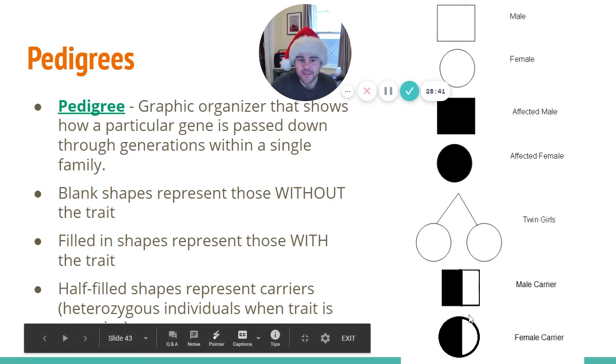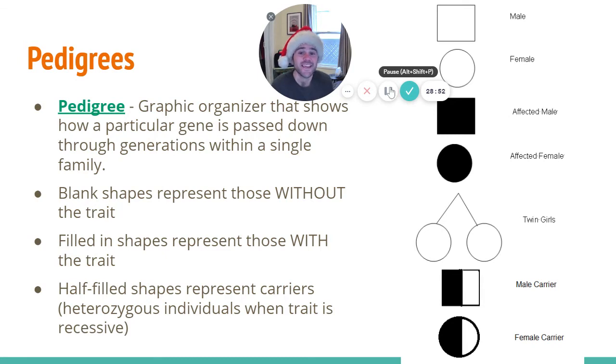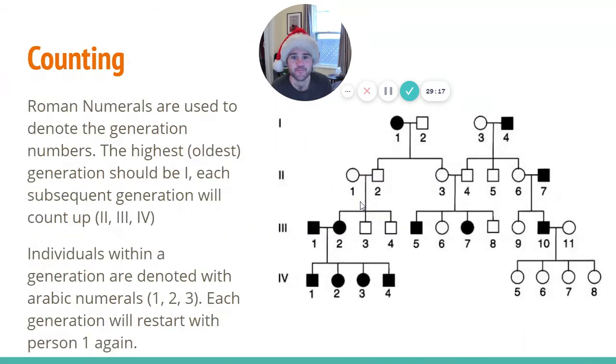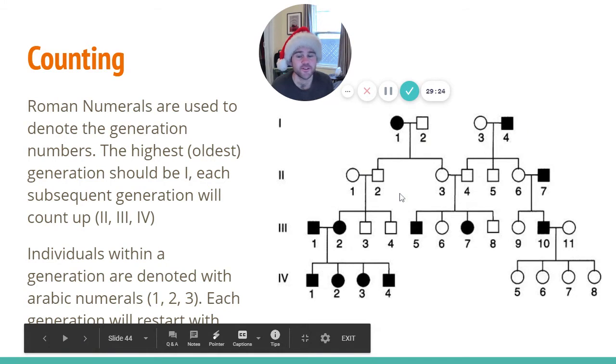If it's half shaded in, that means it's a carrier. Remember, if it's a carrier, you're going to be following a recessive trait, because if it's a dominant trait, any carriers we know are just expressing that trait. But we want to know who the carriers are with a recessive trait, because it helps us figure out what the offspring could be. If you see two together like cherries, that means they're twins, but otherwise squares are males, circles are females. When we're counting, just know that you want to count both generations and individuals.